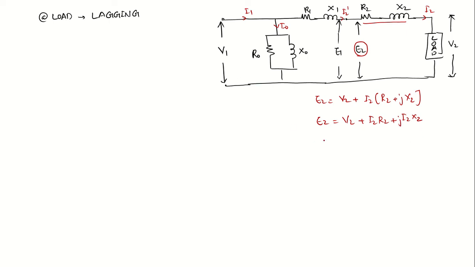Similarly, the voltage equation we marked earlier at no load, V1 is equal to minus E1 plus I1 dash into R1 plus jX1, that is, minus E1 plus I1 dash R1 plus jI1 dash X1. Then we can draw.